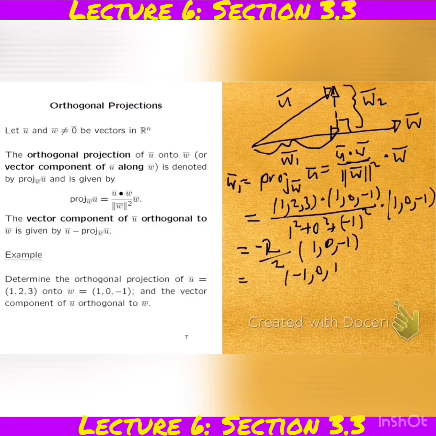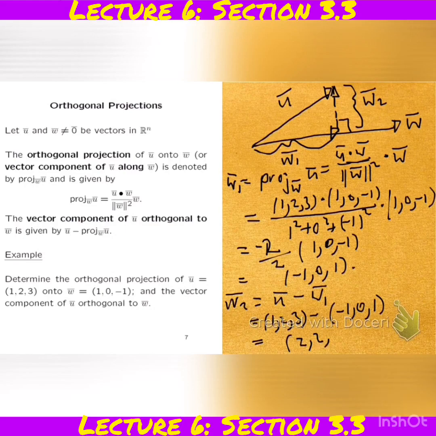-1, 0, 1. Now W2, we know from the proof of the projection theorem, is U minus W1. So that is going to be U, which in this case is 1, 2, 3, minus the vector -1, 0, 1. And that's going to be the vector 2, 2, 2. All right, so there are the two vectors, the projection and the component of U orthogonal to W.